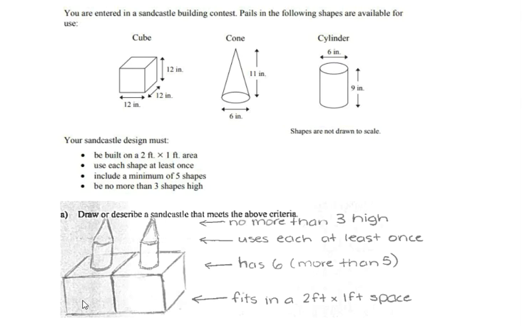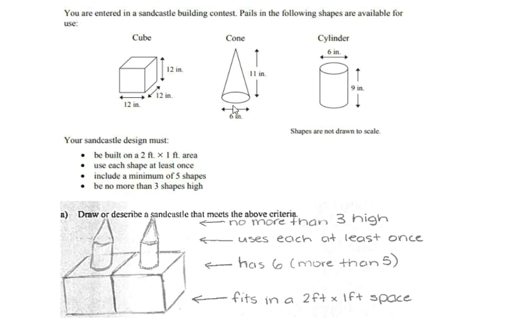And so we have pails in the following shape. We've got a cube that's 12 inches by 12 inches by 12 inches. We've got a cone that has a diameter of 6 inches and height of 11 inches. And then we've got a cylinder that again has a diameter of 6 inches, and this one has a height of 9 inches. It just notes that it's not drawn to scale. That's because this is 12 inches, but this is 6 inches, but they don't look relative to each other, is what it's saying.